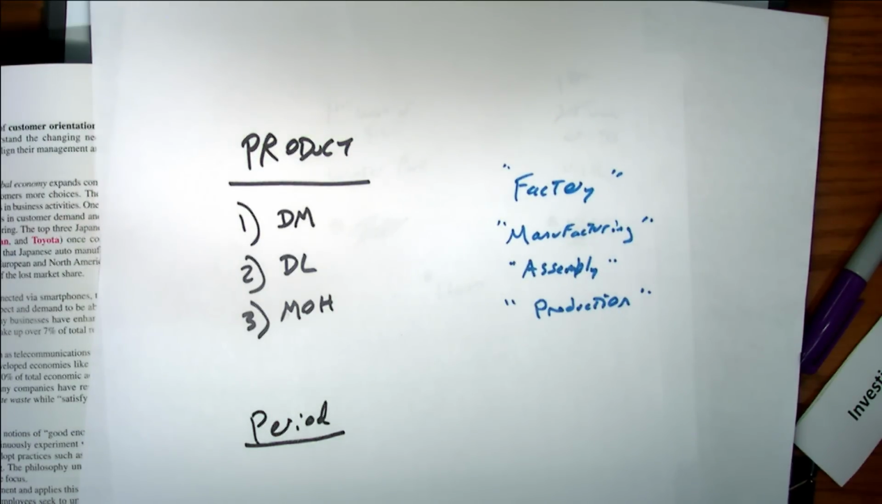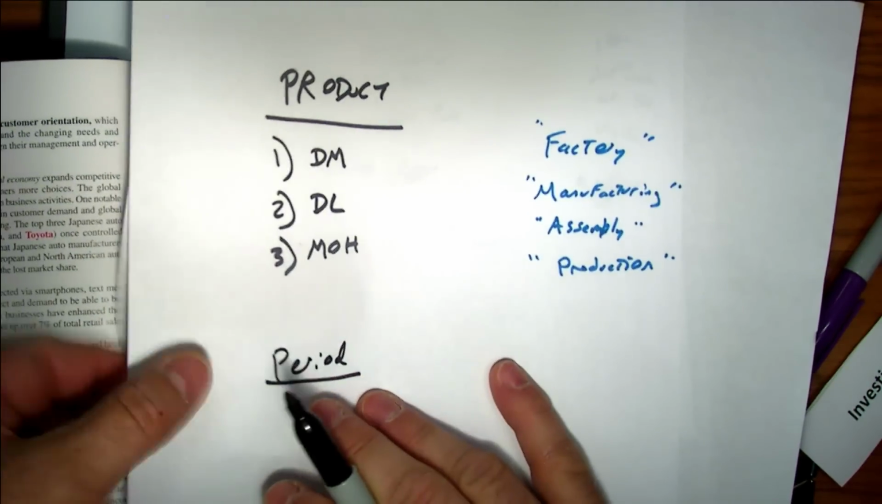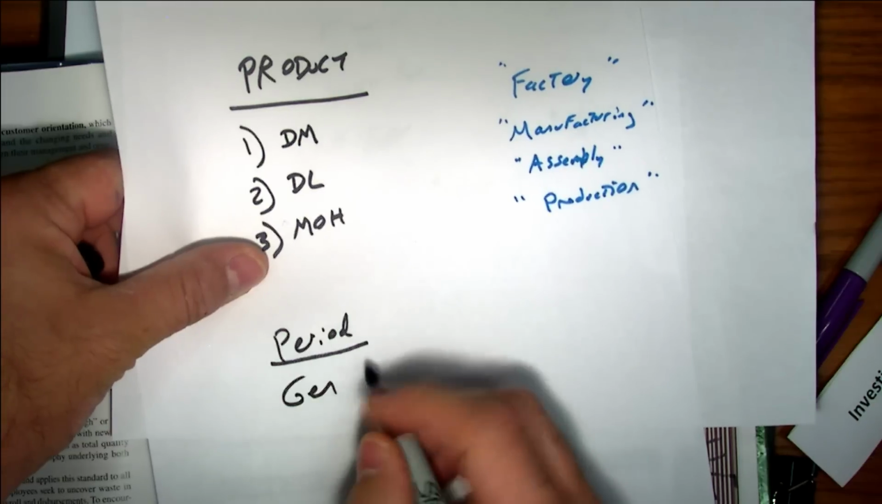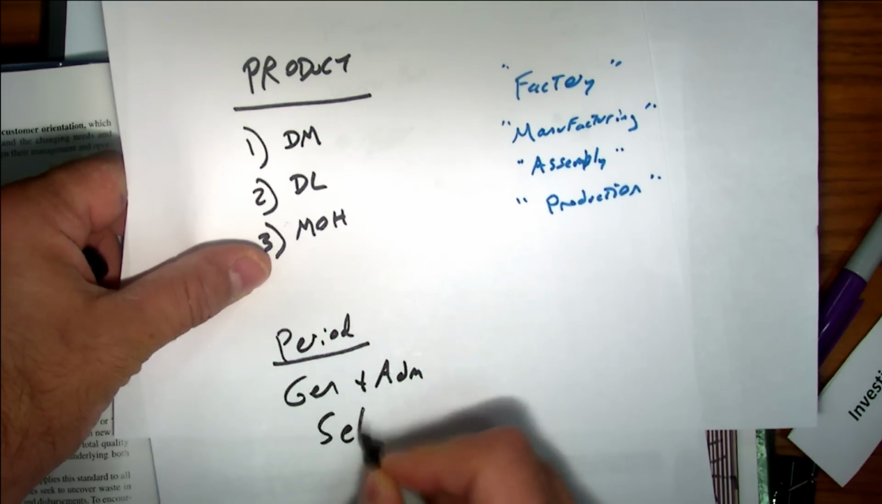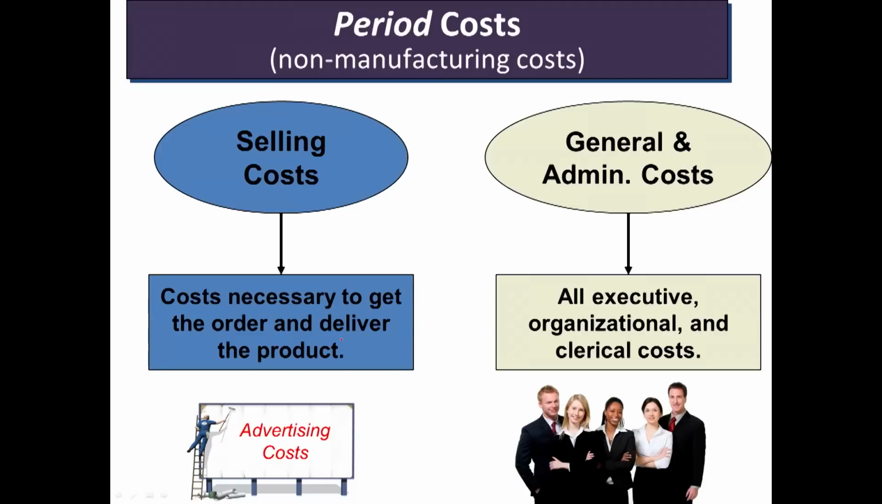Now, what are period costs? Your period costs are your selling and your general administrative costs. Let's go to the slide. They kind of describe those. Selling costs are those necessary to get the order and deliver the product, such as advertising. General administrative, this would be like your accounting department, your human resource department, all your executive salaries, those sort of things, clerical things. You with me? Cool? So it's important to be able to classify between product and period costs, and I will tell you why next time.